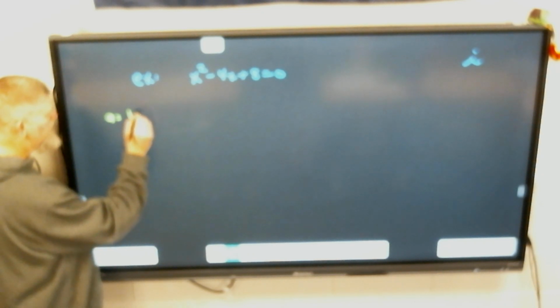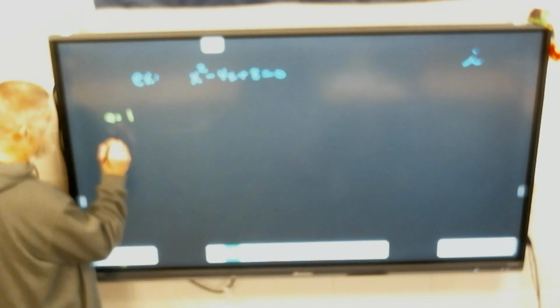Please don't be that one student who writes A equals 1x squared. It's not 1x squared. What's A? Just 1. Every year I have one or two students insist on putting the x with it. You don't put the x, just the number in front. Okay, what's the B?